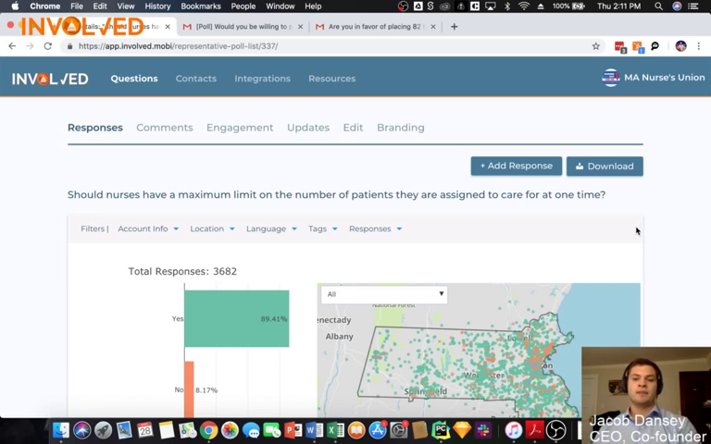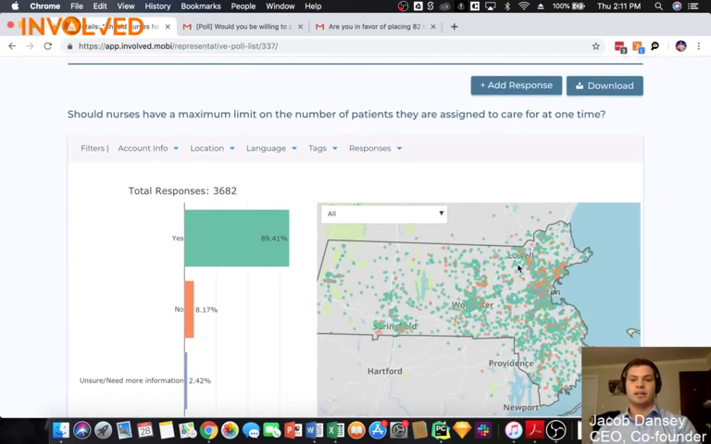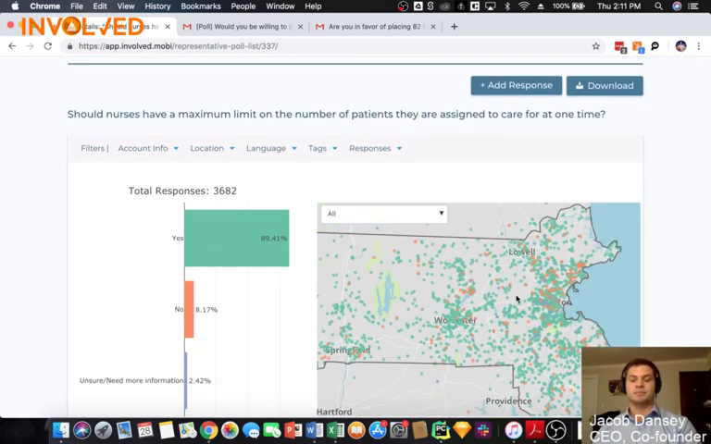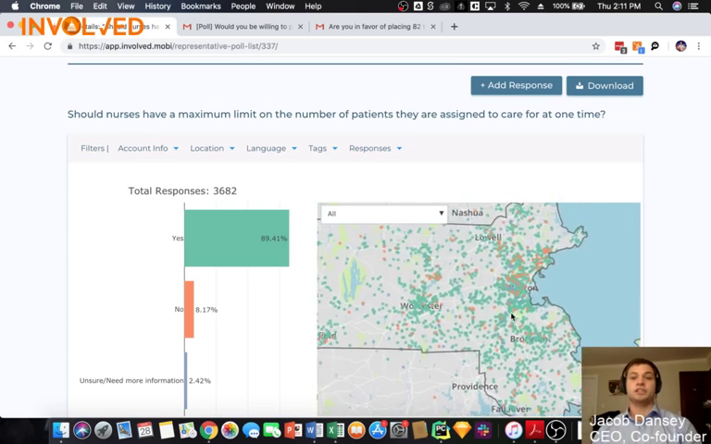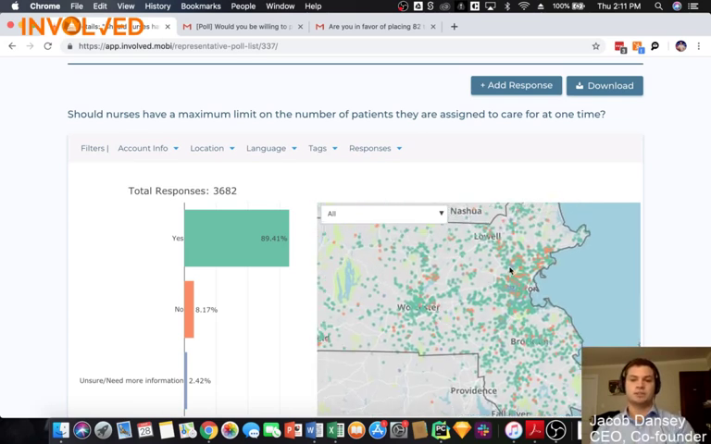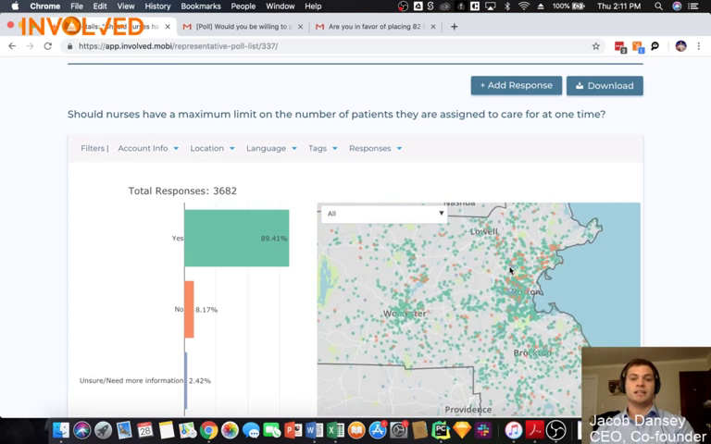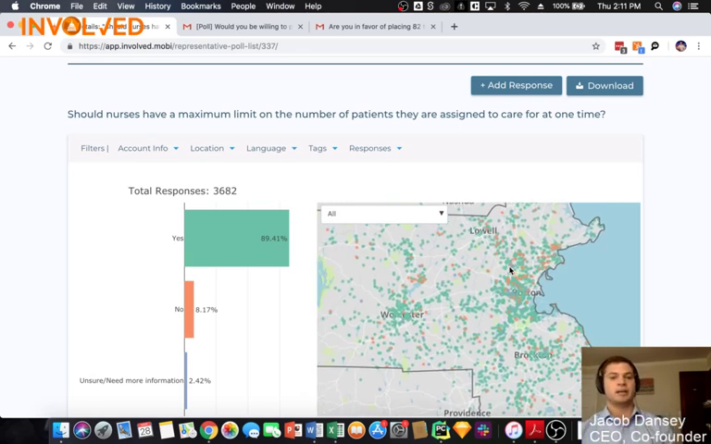So here's just a quick heat map of support for this issue with members of the Massachusetts Nurses Union. And this is an easy way to filter by different cities and be able to say, look, here's what 100 or 200 nurses in Brockton think about adding limits.